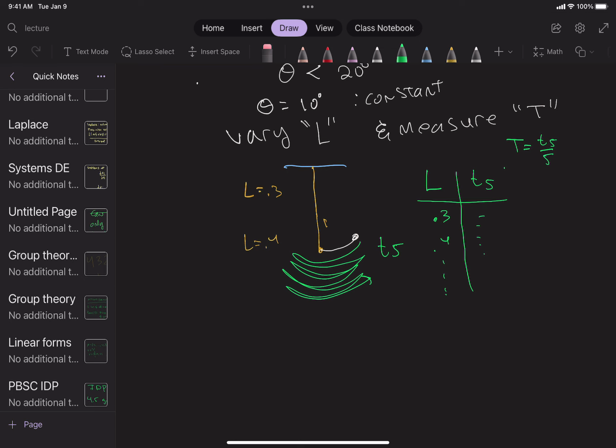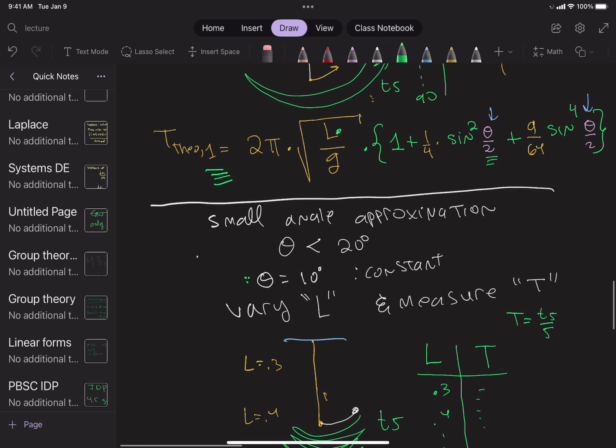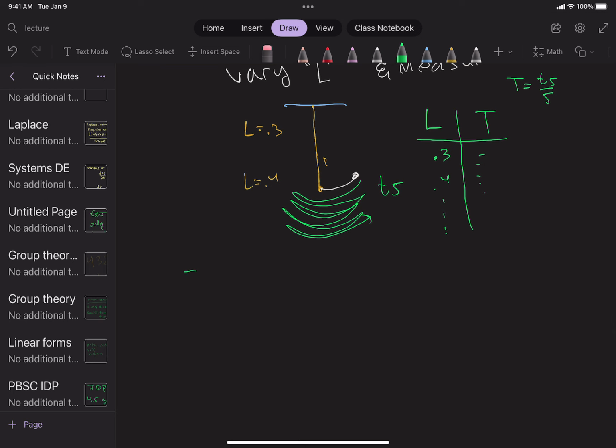So the purpose of today's lab is to get that relationship. So really what you want is you're going to get the table, you're going to find the length, and you're going to find the period. And from there, you're going to make a plot. And in this case here, when the angle is small, all the sine terms that you see up here are going to disappear. And in this case, the theoretical period, so I'm going to call this T theoretical 2, is just going to equal 2 pi, multiplied by the square root of the length of the pendulum divided by g.